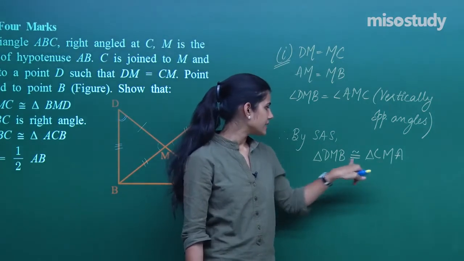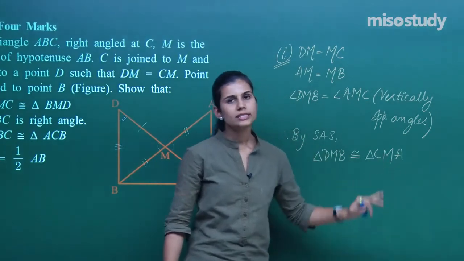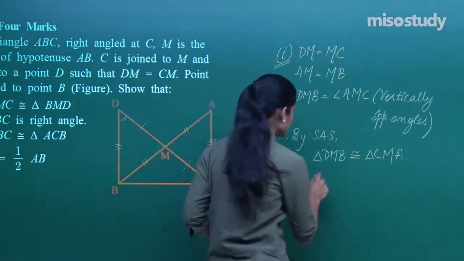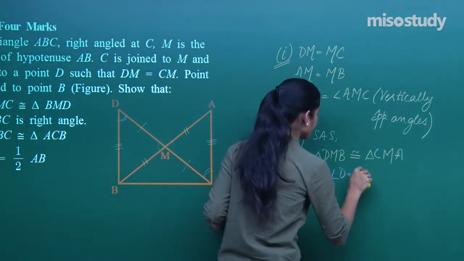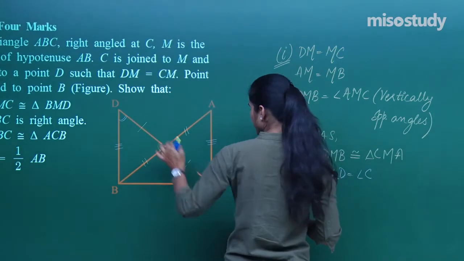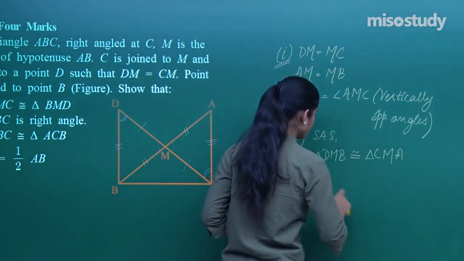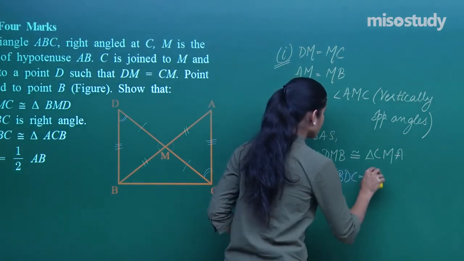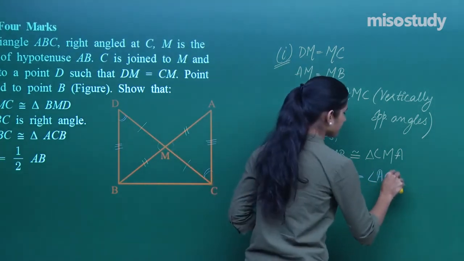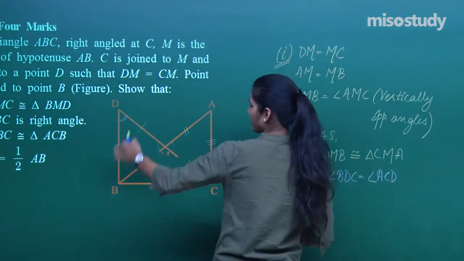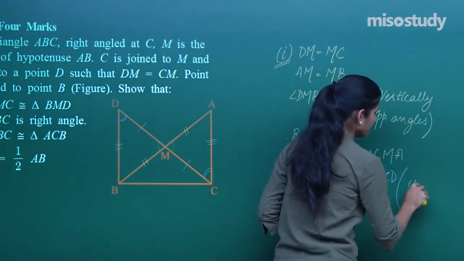Angle at D is equal to angle at C, angle at M is equal to angle at M, which we have already written, angle at B is equal to angle at A. All these equalities we are going to get. But out of this, only two are important. One is angle at D is equal to angle at C. So I can write BDC. Let me write this angle fully: angle BDC is equal to angle ACD. And I also have BD is equal to AC. This is by CPCT.